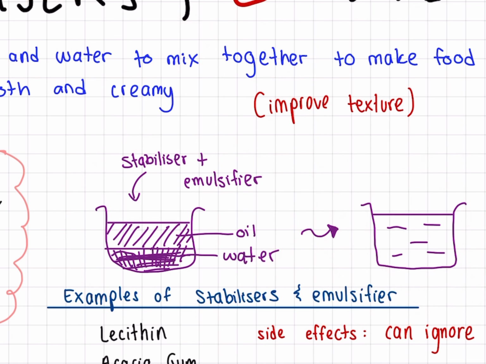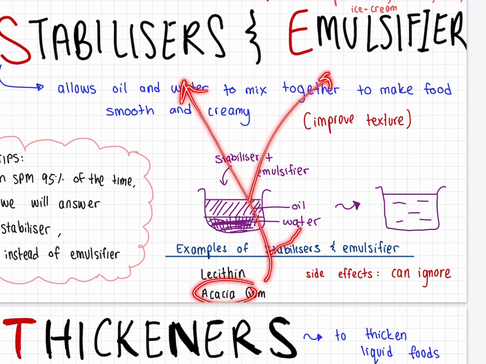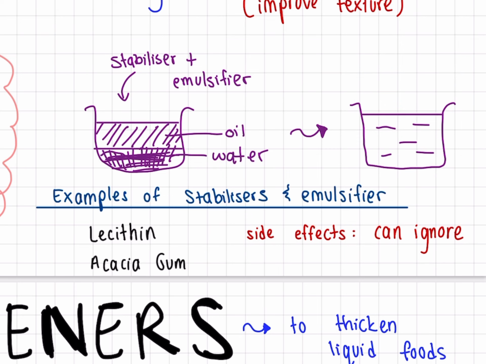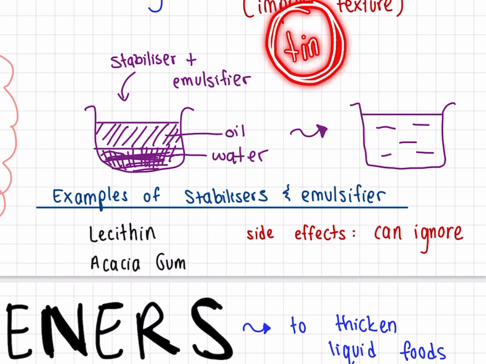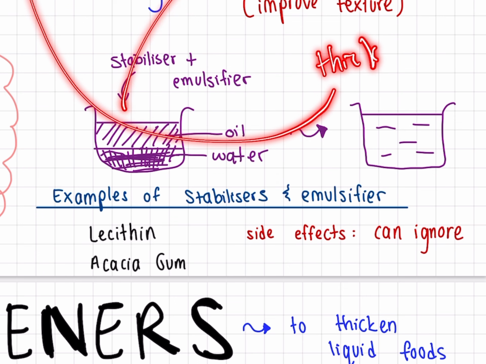Alright, so what are the examples of the stabilizers or emulsifiers? We have lecithin and we have acacia gum. And here's a tip: acacia gum can be stabilizers, emulsifiers, or even thickeners. Anything that ends with tin, or in, is usually a thickener. But if it's an objective question and thickener is one of the options, then you can take stabilizers or emulsifiers.